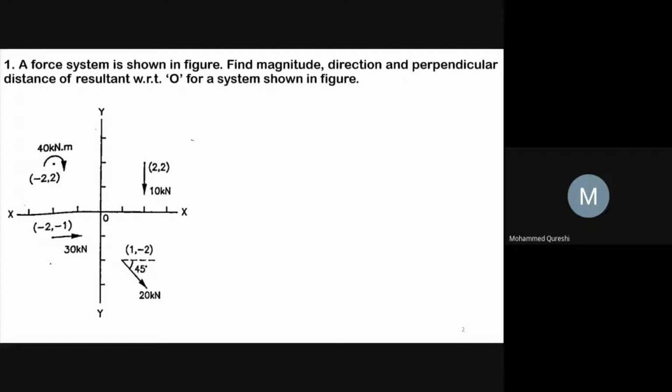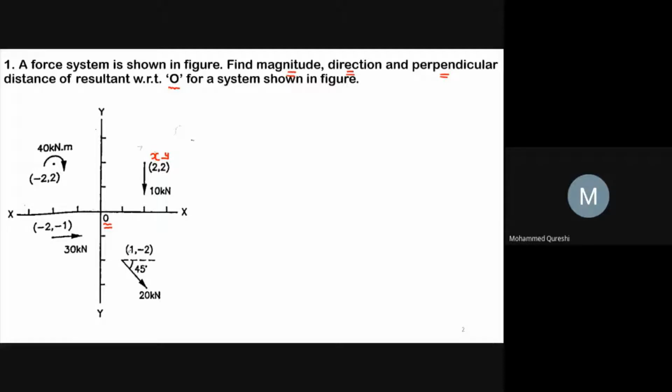So, in the first example, for the force system as shown in the figure, we have to find the magnitude, direction, and the perpendicular distance of the resultant force with respect to point O. For the given system, let us understand the values 2, 2, 1, minus 2, and minus 1. This 2 is for horizontal distance and this 2 is for vertical distance.